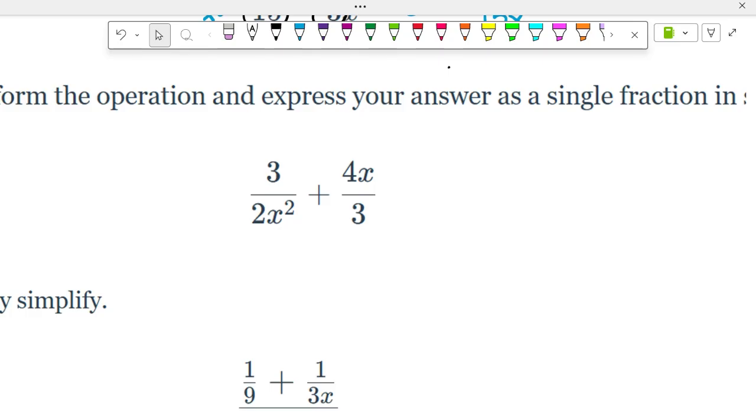So what I just did before, it's the easiest way to get a least common factor. We multiply together, right? To start there.